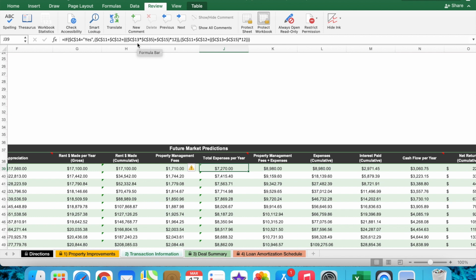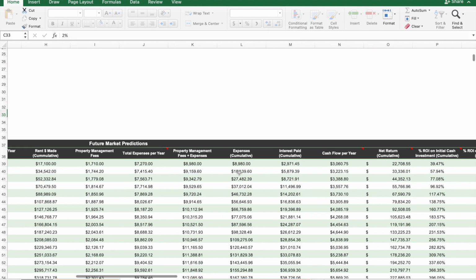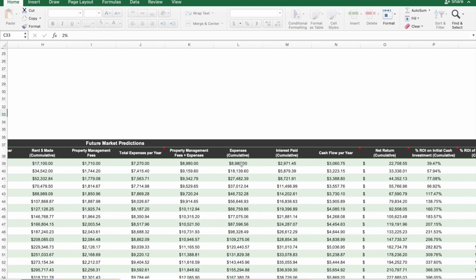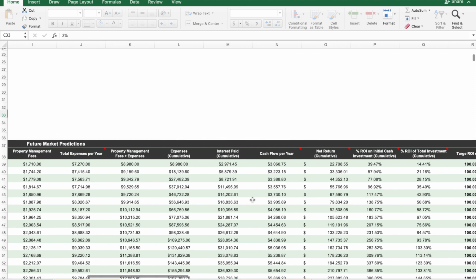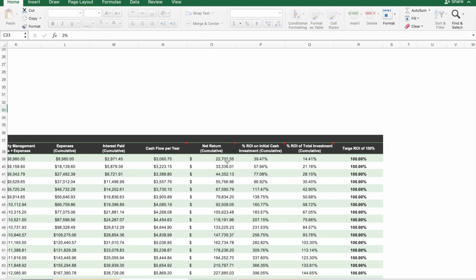Versus if the answer is no, you're going to pay the utilities, then I'm going to take the total cost of utilities for the year, and I'm going to add it into the expenses. Then here's your property management fee plus your total expenses. And here's your cumulative expenses year over year. They just keep adding on top of each other. Again, here's your cumulative interest year over year and your cash flow year over year, what it's going to do. So then right here is your net return. And this is cumulative as well. And this includes property appreciation.